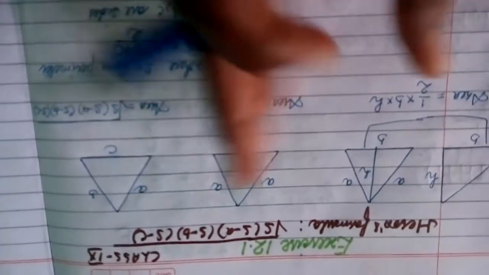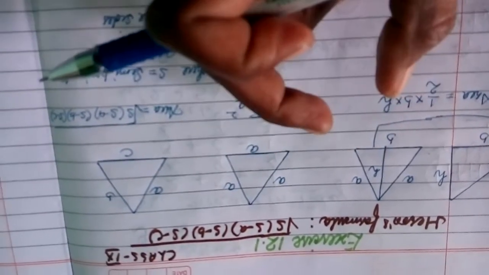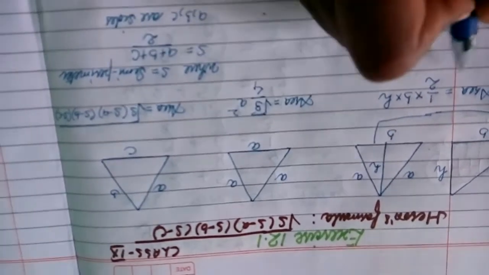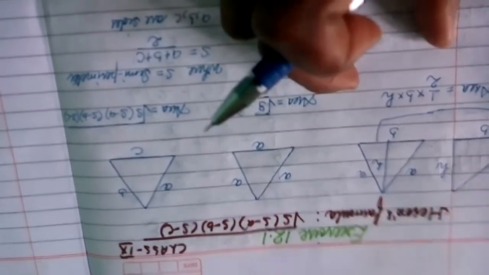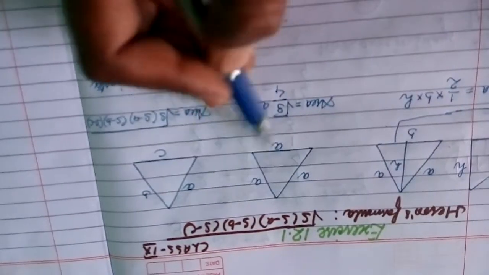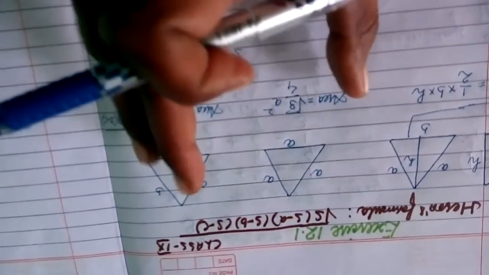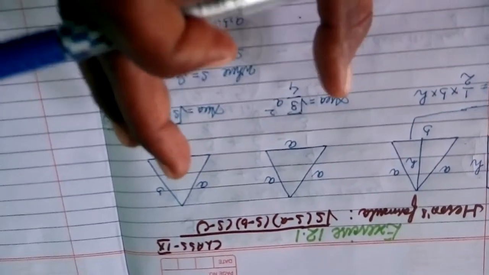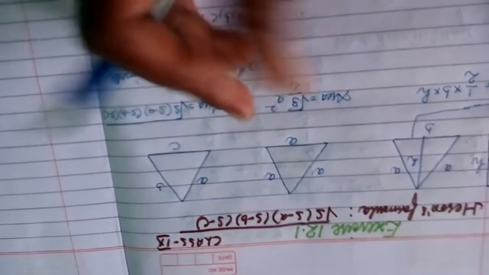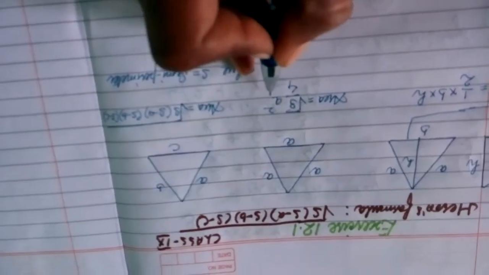For example, if the height of the triangle is given and the base of the triangle is given, then how do you find the area of a triangle? You just simply follow the formula 1 by 2 base into height. And when you want to find out the area of an equilateral triangle, then how do you find the area? Then you just simply apply this formula, root 3 by 4 into side square.